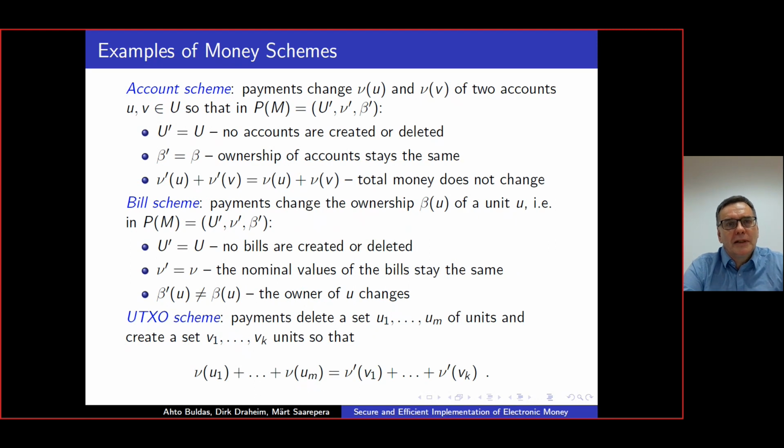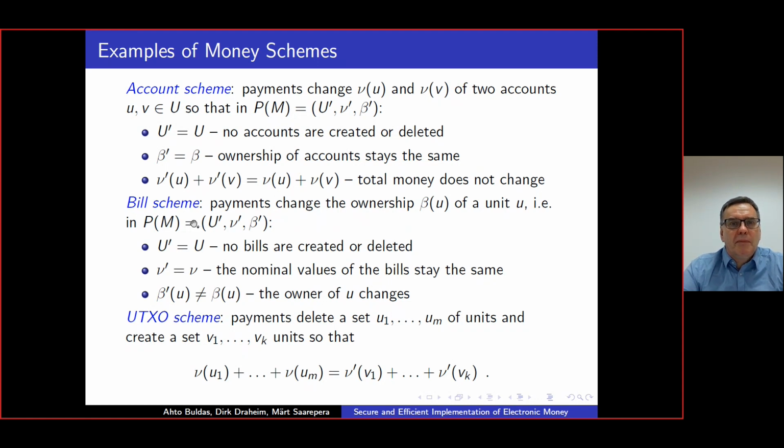Examples of money schemes: the account scheme. Payments change the values of two accounts, the payer account and the payee account, such that in the resulting money distribution, no accounts are created or deleted, ownership of accounts stays the same, and total money stays the same.